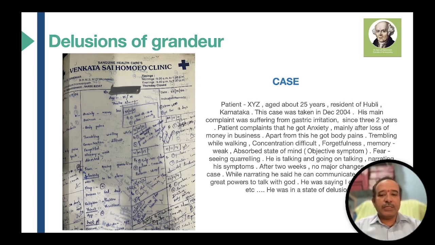So dear friends, coming to the case, I am just presenting the superficial aspect. He was in a state of delusions. Based upon his complaints, I indicated Stramonium 200 single dose and placebo for 2 weeks. After 2 weeks, I saw no major changes.